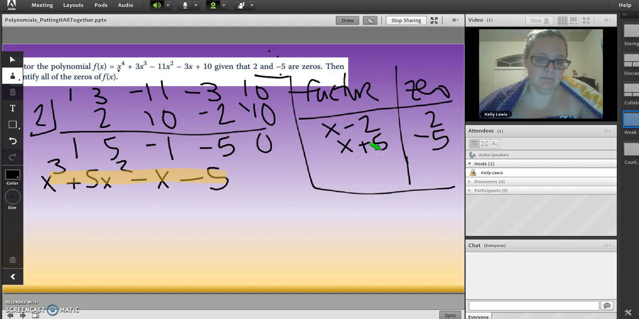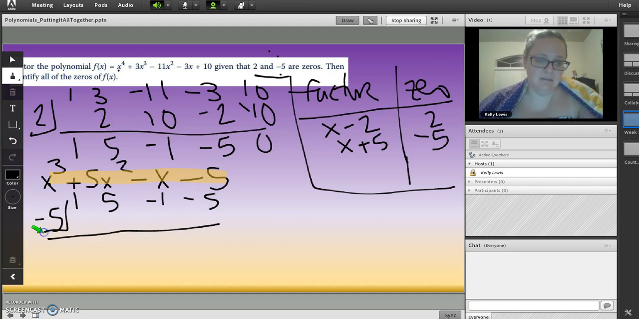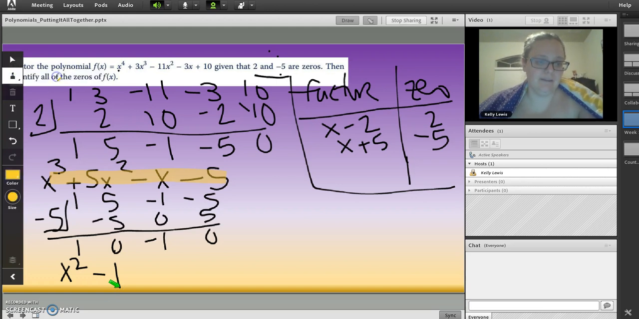Then I'm going to do the negative 5, and I'm going to use the guy I just got. So 1, 5, negative 1, and negative 5. And remember, I'm just taking the coefficients. So 1, multiply, add, multiply, add, multiply, add. And so this was a cubed, so this is a squared. And then I'm not going to write 0x. It's nothing. And then I have minus 1. So now I have this guy.